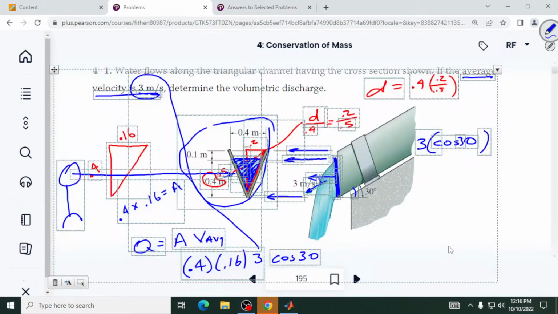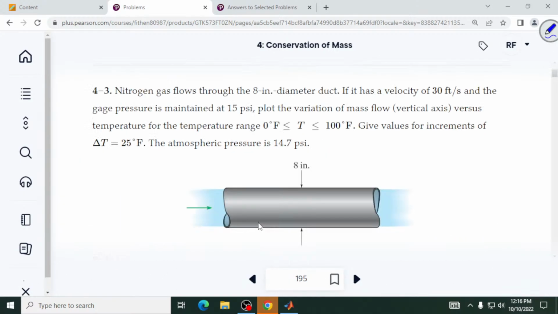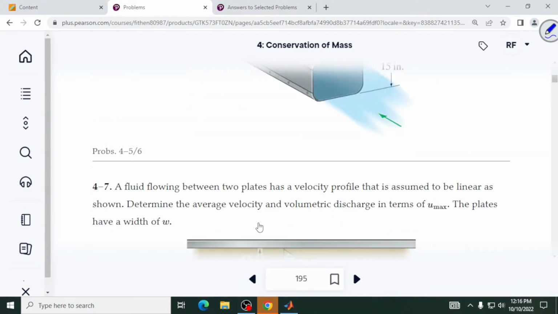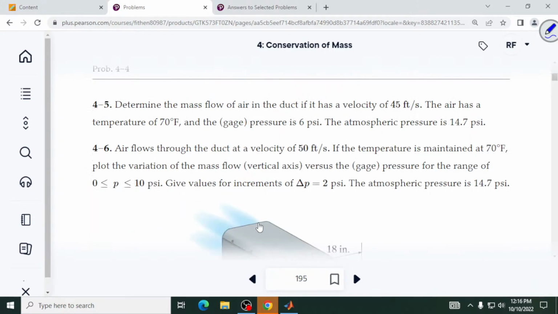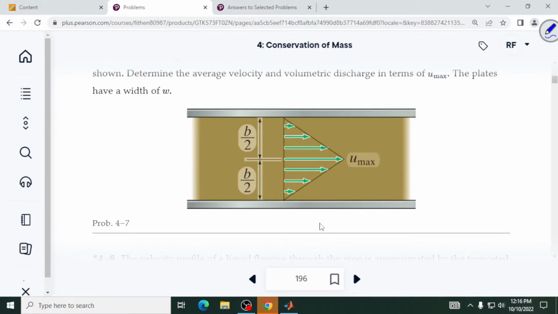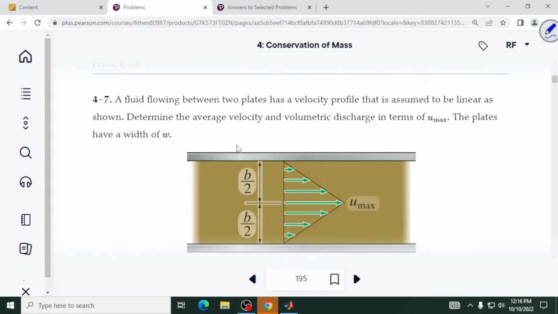So now, oh, trash. Okay, I tried to figure something out. Okay, determine the average and volumetric discharge in terms of Umax. The plates have a width of W. That would be into the board. So this is problem 4.7.